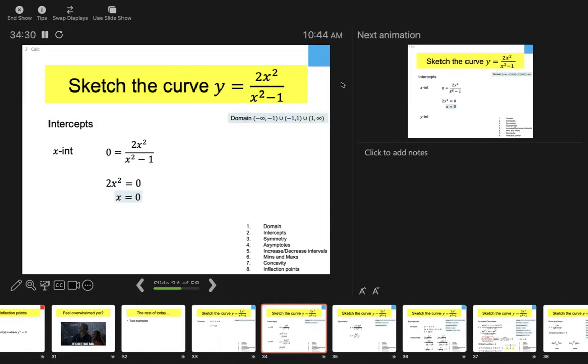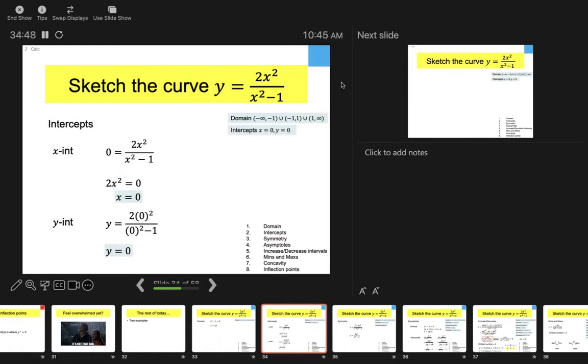Now to find the y-intercept, set the x's equal to 0, and clearly that's going to turn into 0, 0. So what are the intercepts? 0, 0. In other words, just the origin, right? Make sense? Okay.